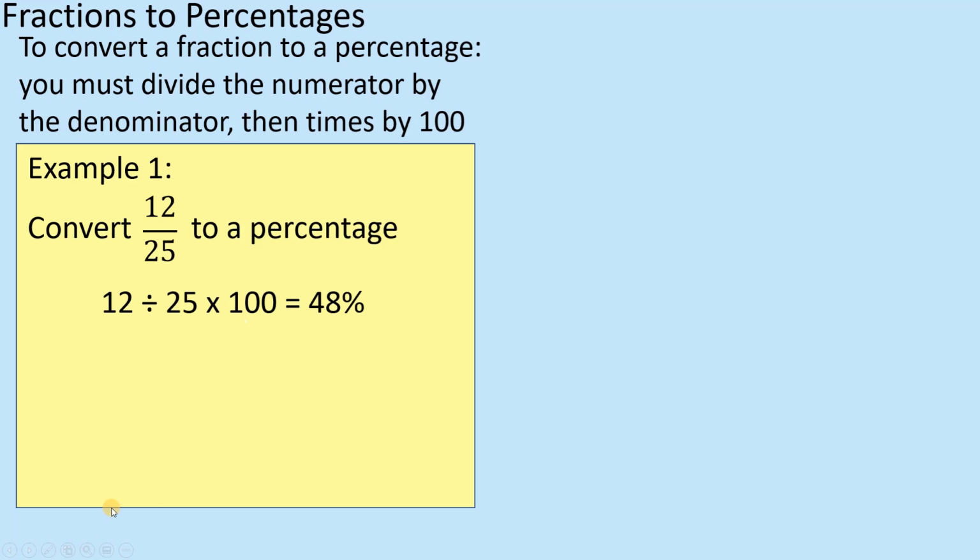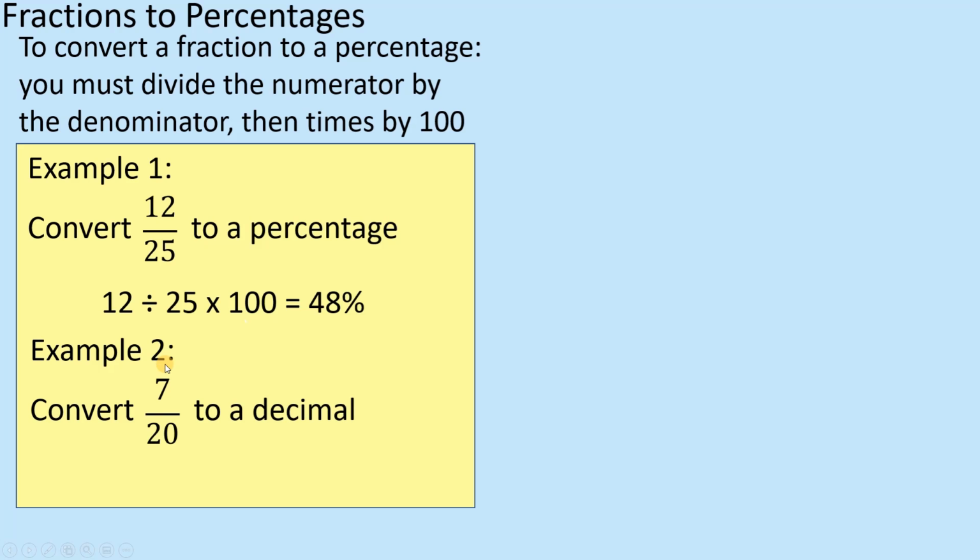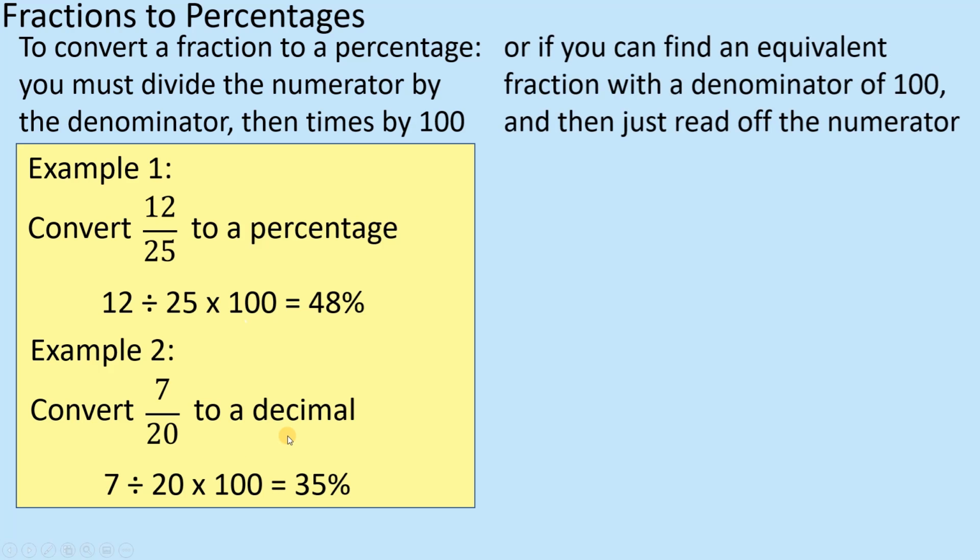All right, so 12 divided by 25 times 100. What they've done is converted this to a decimal and times it by 100, which is this one. Not what I would do, but you can do it that way. And then 7 over 20, you can do 7 divided by 20 and then times by 100, which is 35%. But what I was suggesting is this method over here, much more straightforward if you can get the denominator to be 100. This one is about doing typical division and times by 100.